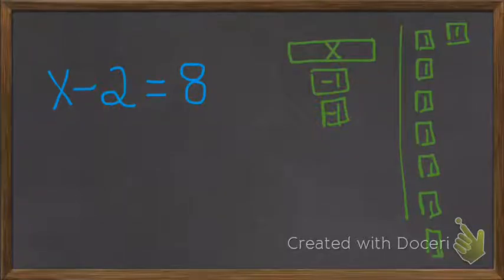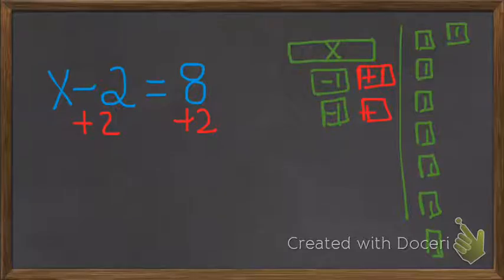So how do we undo minus 2? We would undo it by adding 2. Showing that in our tiles. So I'm adding those are positive ones, okay? Remember, whatever you do to one side, you've got to do to the other side to keep it balanced.